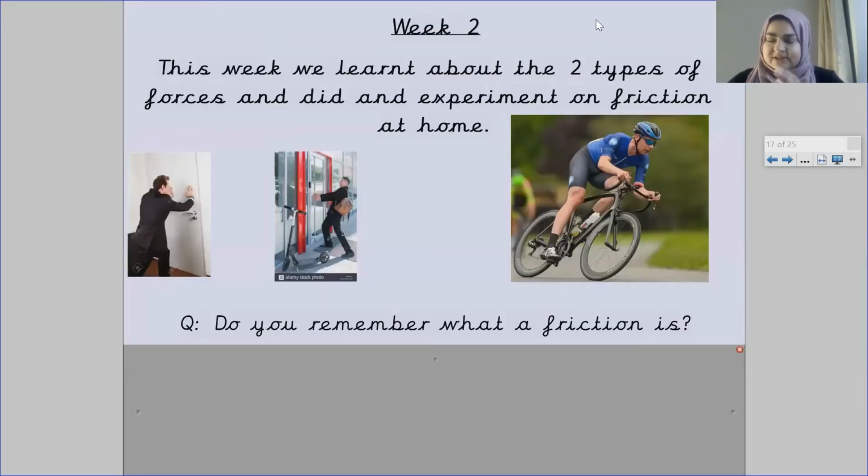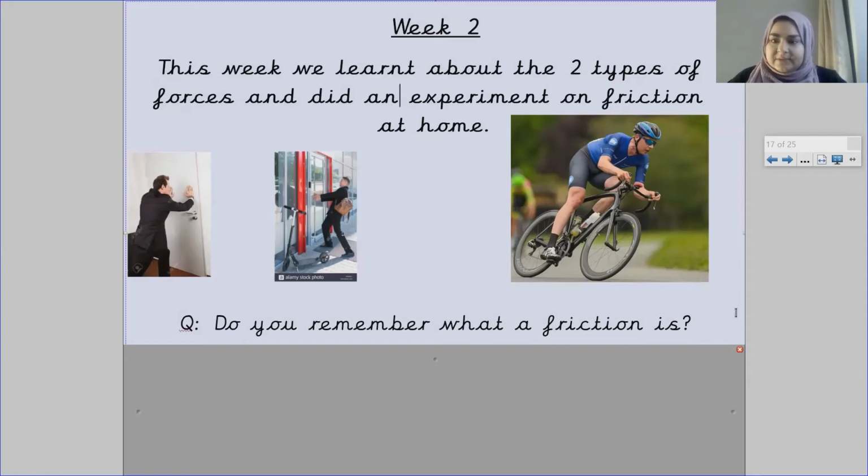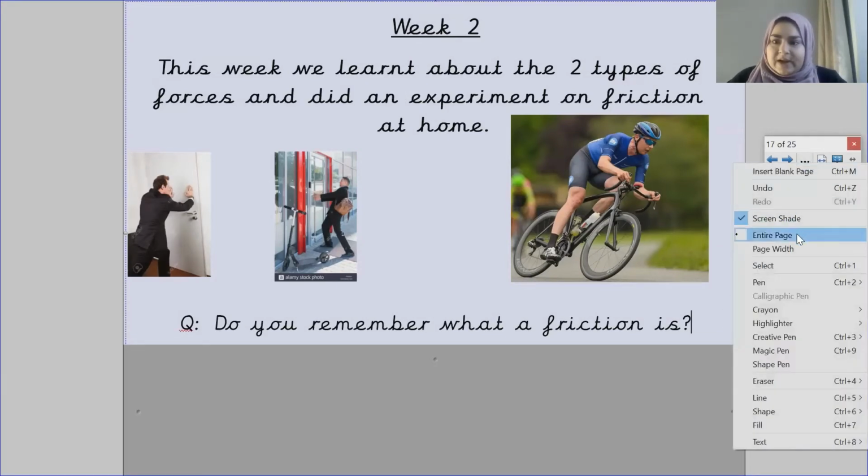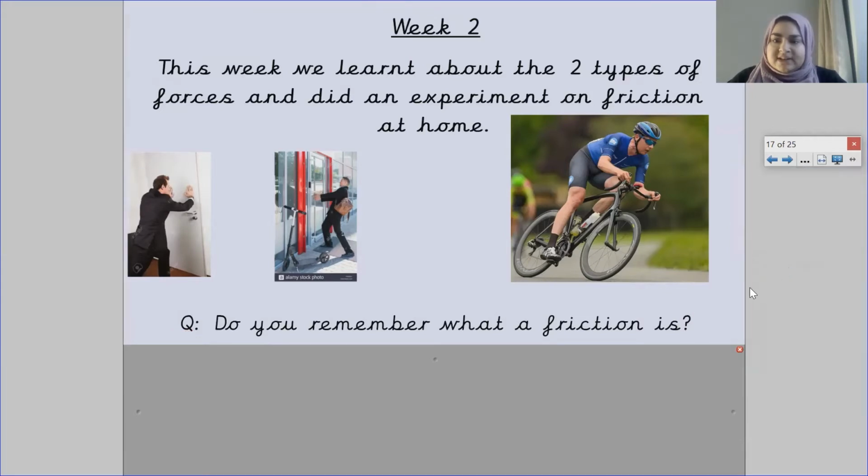in week two, so this is week two, we learned about two types of forces and did an experiment on friction at home. So we did an experiment on friction at home, okay? Now, do you remember what a friction is? Put your thinking caps on and have a good think. What is a friction?